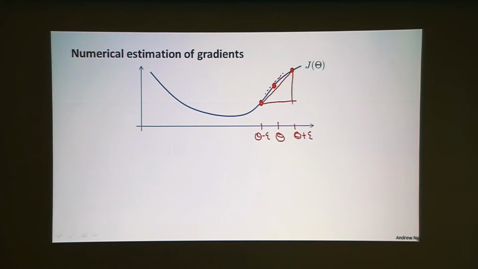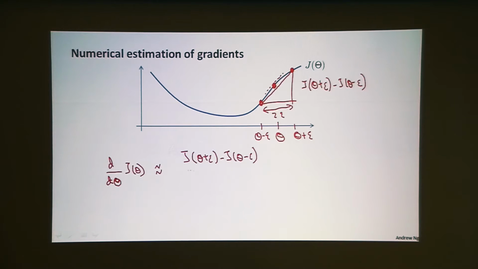The slope of the line is the vertical divided by the horizontal. So it's J of theta plus epsilon minus J of theta minus epsilon, divided by this magnitude here, which is 2 epsilon. Let me write this out. We have that d/d theta of J of theta is going to be very close to J of theta plus epsilon minus J of theta minus epsilon, divided by 2 epsilon.